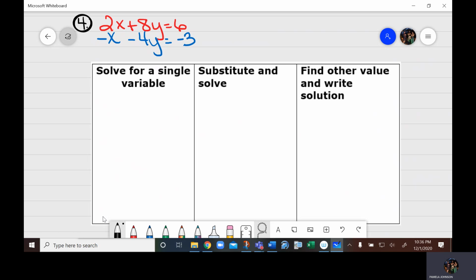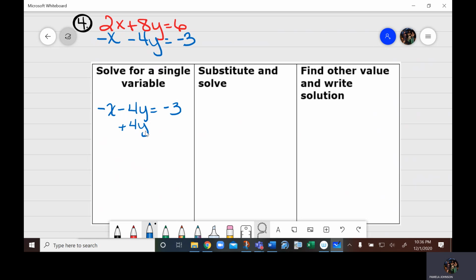I like that option better. It's a little bit easier. There's not a lot of dividing that we have to worry about, because when we divide by a negative, really, we're just changing signs. So we're going to do that one. We're going to take this negative x minus 4y equals negative 3, and we're going to rearrange to get x alone.